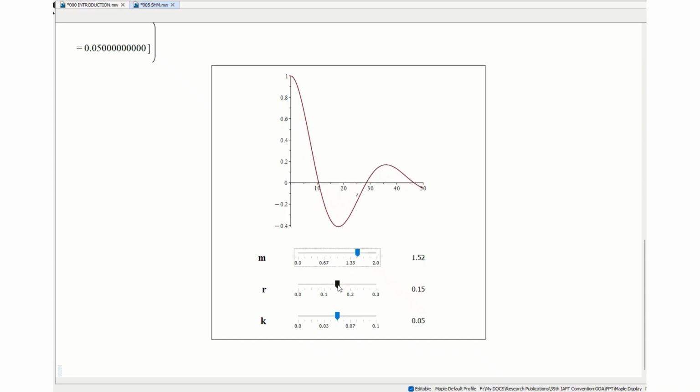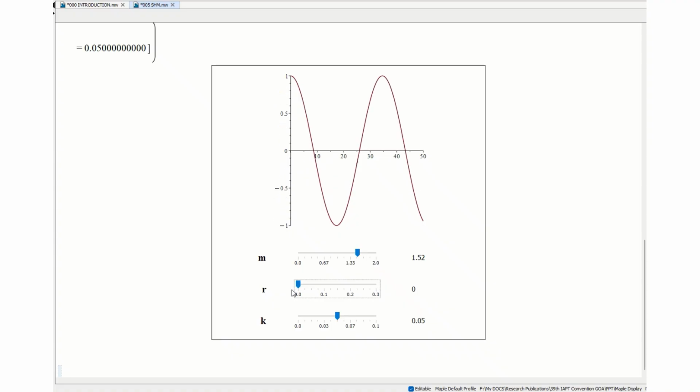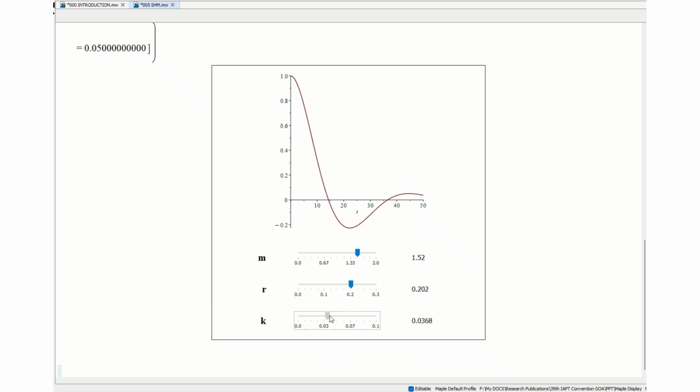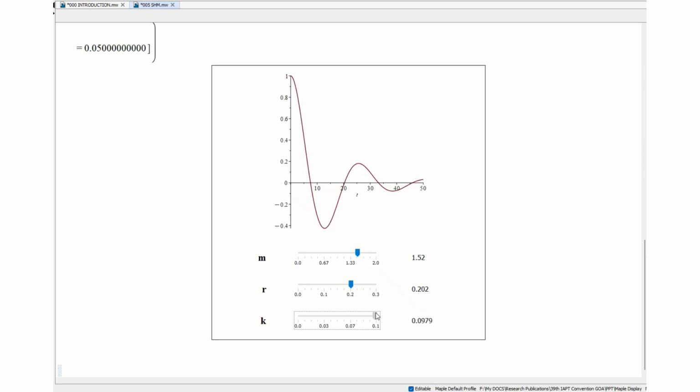If you choose R to be 0, it is undamped motion that leads to a sinusoidal wave, and as you increase R, the damping goes up. The spring constant and mass will determine the frequency. Omega is equal to the square root of k by m.